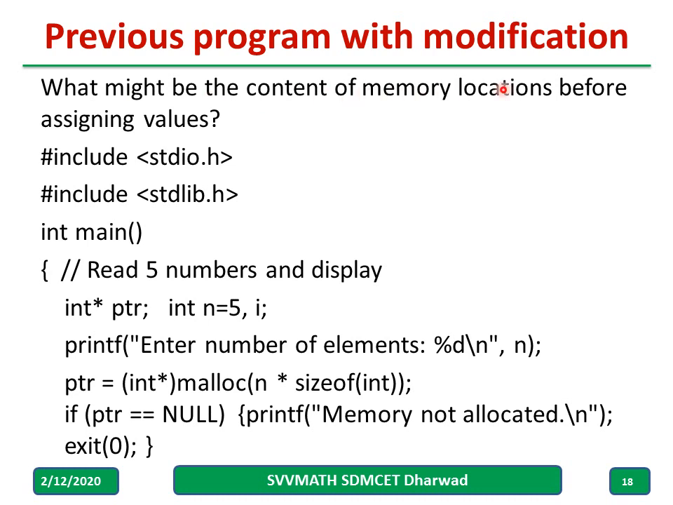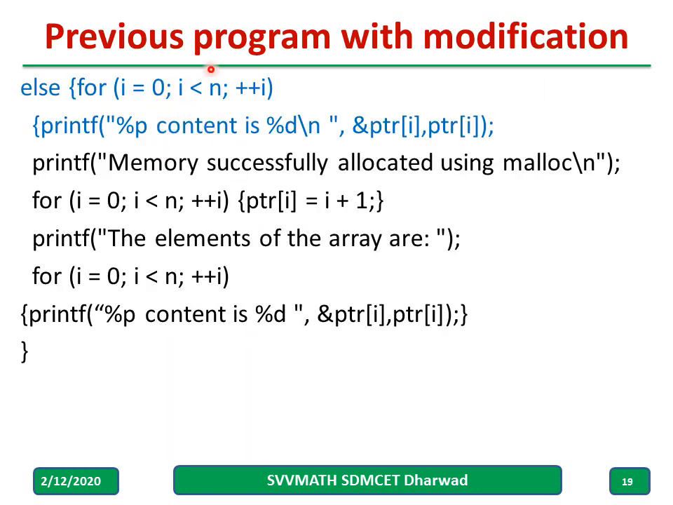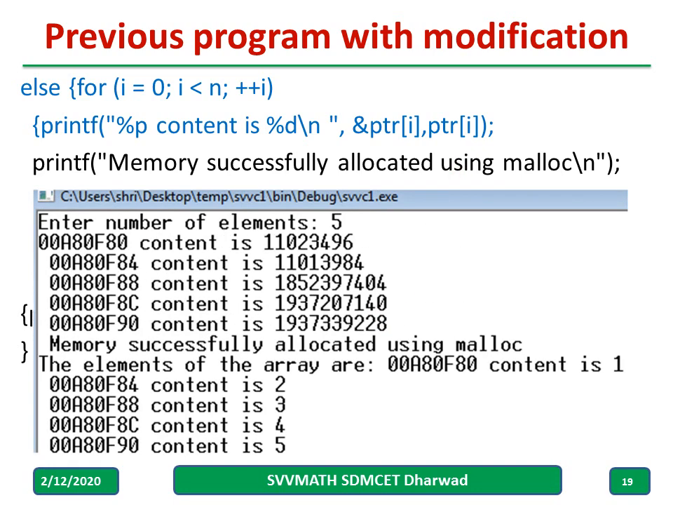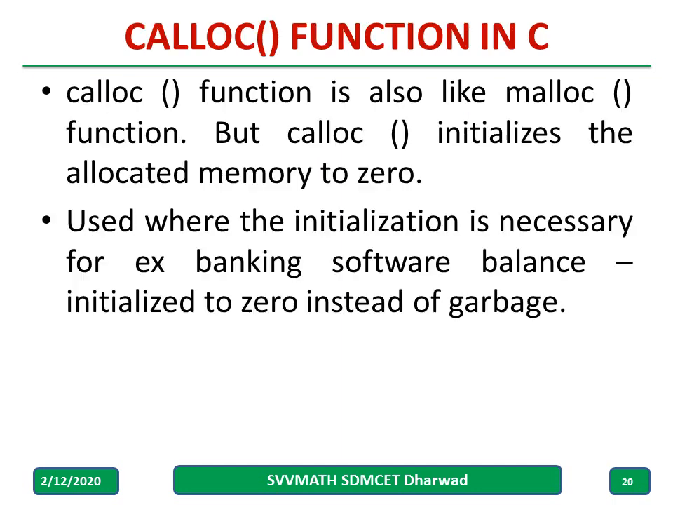What might be the content of the memory locations before assigning some values after malloc? The same program, what I am doing, simply I am displaying the content of that memory before assigning the values. After assigning also I am printing the result. Before assigning, garbage is there, some numbers are there. After assigning, I have the numbers. Addresses are the same, 84, 88, 8C, see the same addresses. Before, some garbage is there. After that, whatever values I assign, I can see.